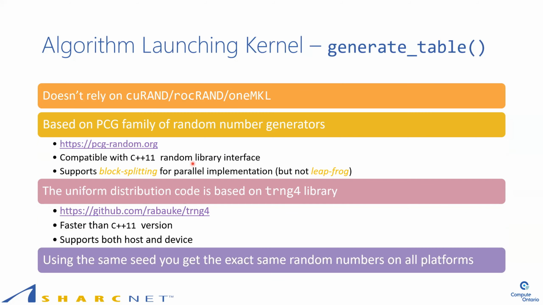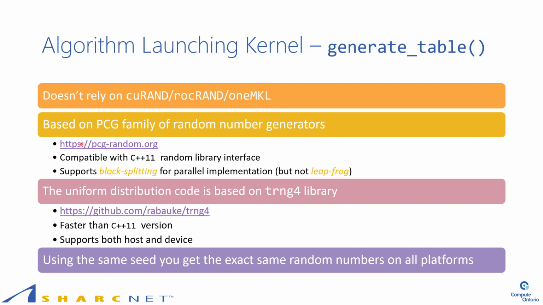And one important thing about this algorithm is that it doesn't rely on cuRAND, rocRAND, or oneMKL. As we saw, those ecosystems provide random number generators, but why not use them? The problem is that, first of all, they are not compatible with the C++11 random library interface. And that makes it hard to get the same random numbers using the same seed.